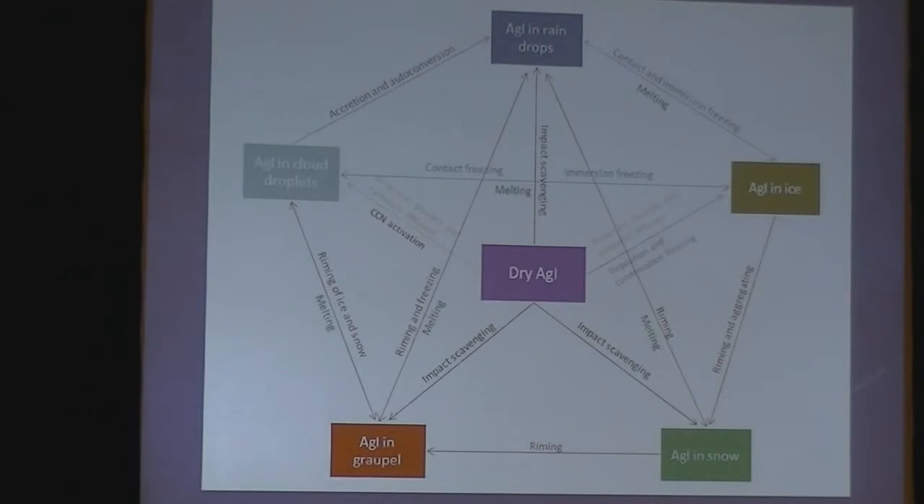This diagram is taken from Shu et al. 2013, just kind of showing all the different pathways, microphysical pathways that take place in the model for these new species that were added to track the silver iodide, both in dry form, which you can see here in the center, and then in each of the different hydrometeor species like raindrops, ice, snow, graupel, and cloud droplets. So we include things like scavenging, melting, riming, the different nucleation modes of immersion freezing, contact freezing, and so forth.